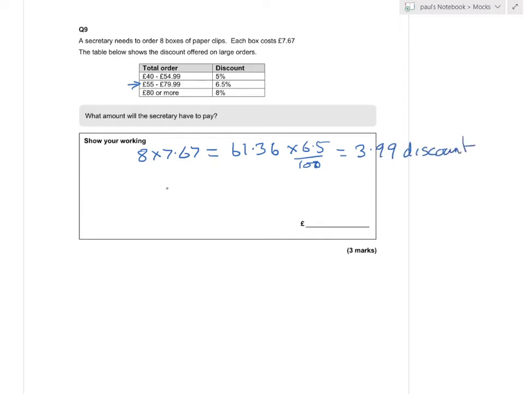So we take the price that they pay, 61.36, subtract 3.99. So 61.36 take away 3.99 is 57.37. £57.37.